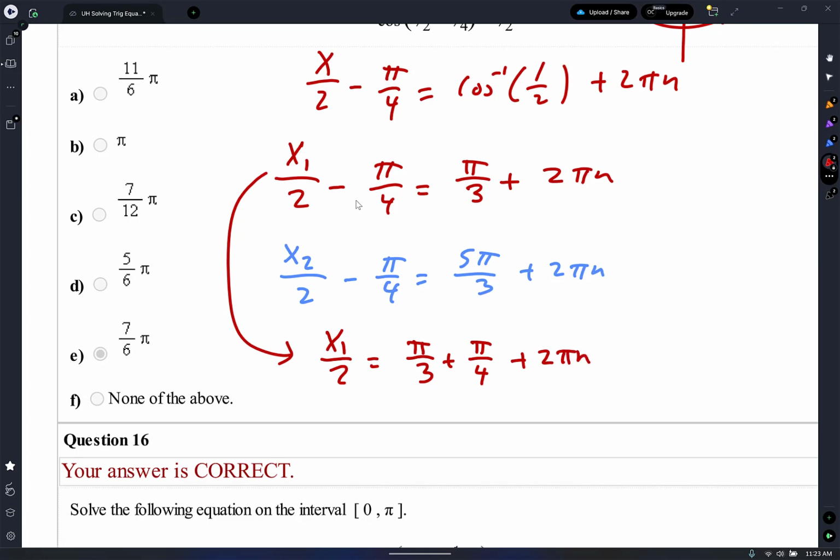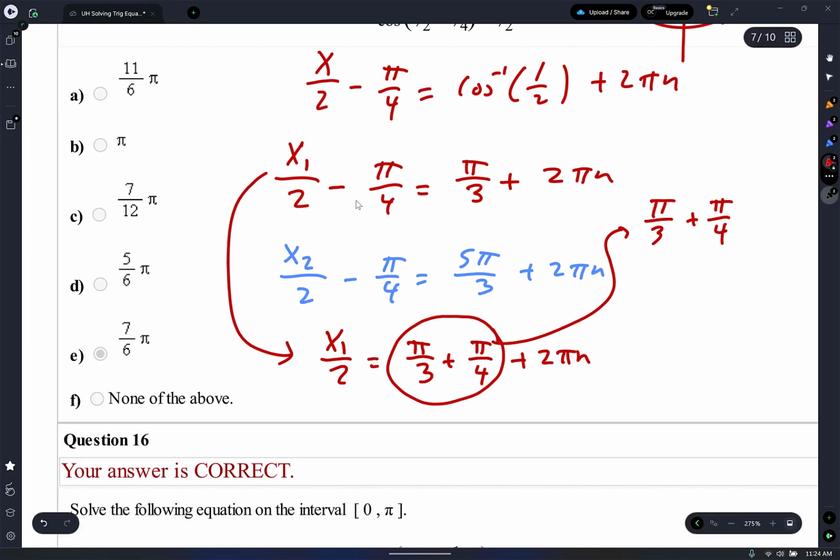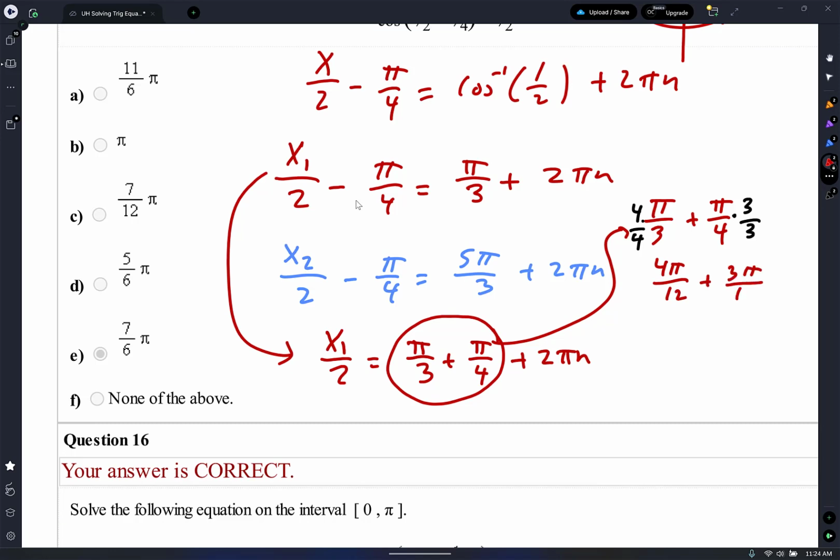And I'm going to do this right here. You can use a calculator, but I'm going to do that right here on the side, guys. So pi over 3 plus pi over 4, I need a common denominator. I multiply this one by 4 over 4 and this one by 3 over 3. And here's what you get: 4 pi over 12 plus 3 pi over 12. 4 plus 3? So 7 pi over 12. So I write x1 over 2 equals 7 pi over 12 plus 2 pi n.